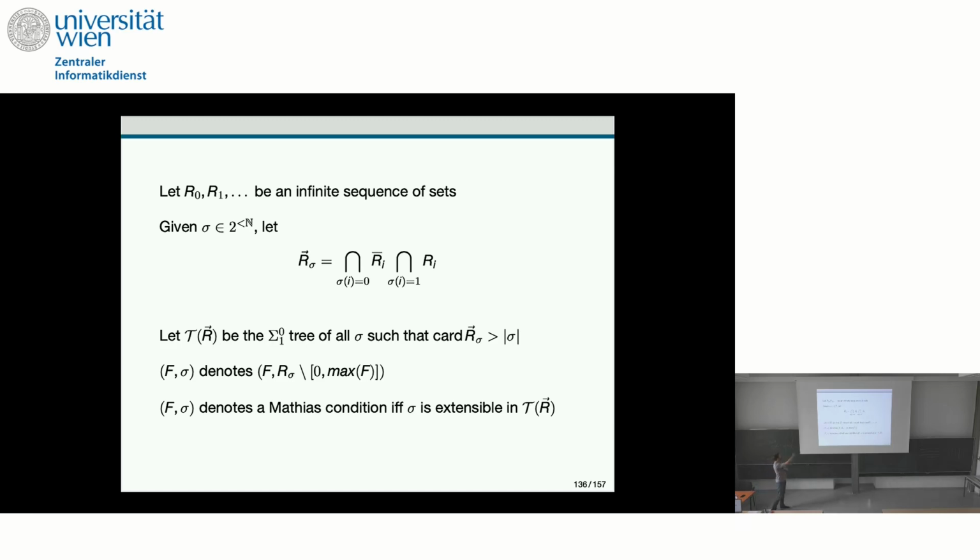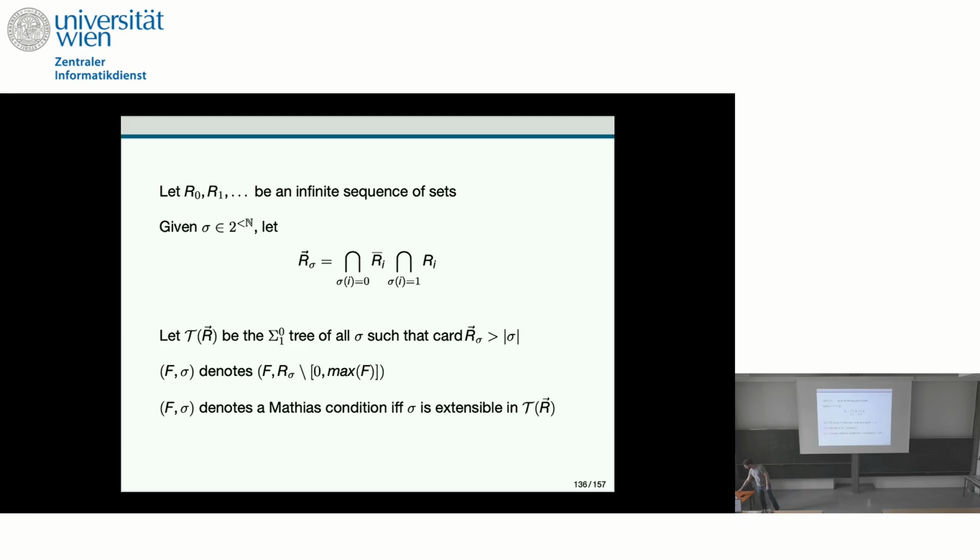And so a pair F, sigma denotes a Mathias condition of the form: F is the initial segment and R sigma is the reservoir, for which we just want to make it syntactically look like a Mathias condition, so we remove finitely many elements. But given an arbitrary sigma, it's not necessarily a Mathias condition because the reservoir might be finite. But you are a true Mathias condition if and only if sigma is extensible in your tree.